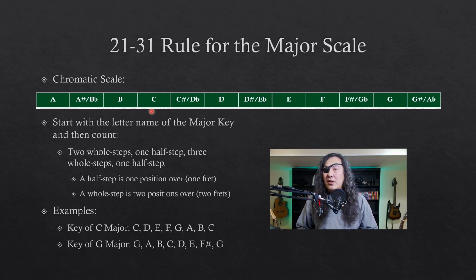Now we're going to do the 31 part of the rule, and that's 3 whole steps and 1/2 step, 31. So we're going to go from C to D, that is 1 whole step, D to E, that is a second whole step, and then E to F sharp / G flat, that's our third whole step. So what are we going to call this note? Remember, it's an enharmonic equivalent. This note can be called either F sharp or G flat. So which one are we going to choose to call it by? Well, we're going to choose F sharp.